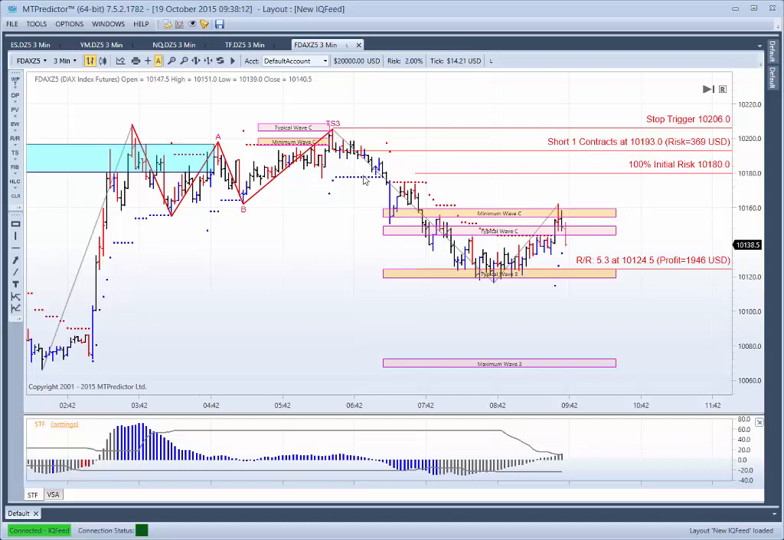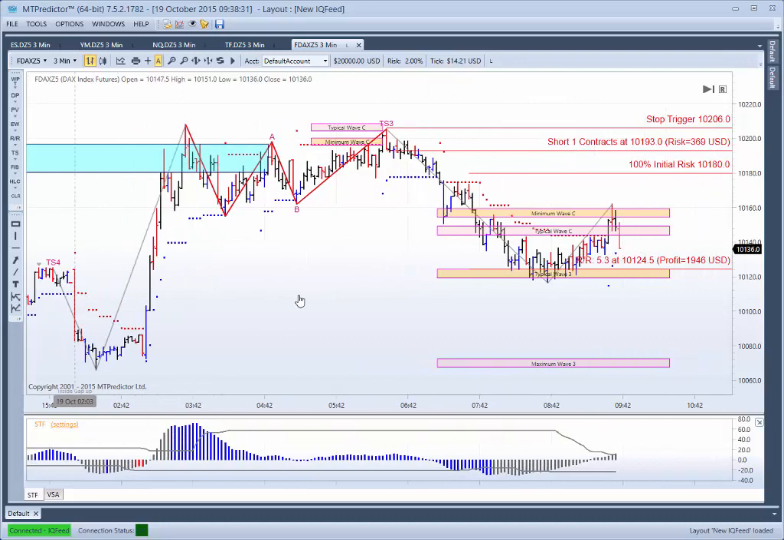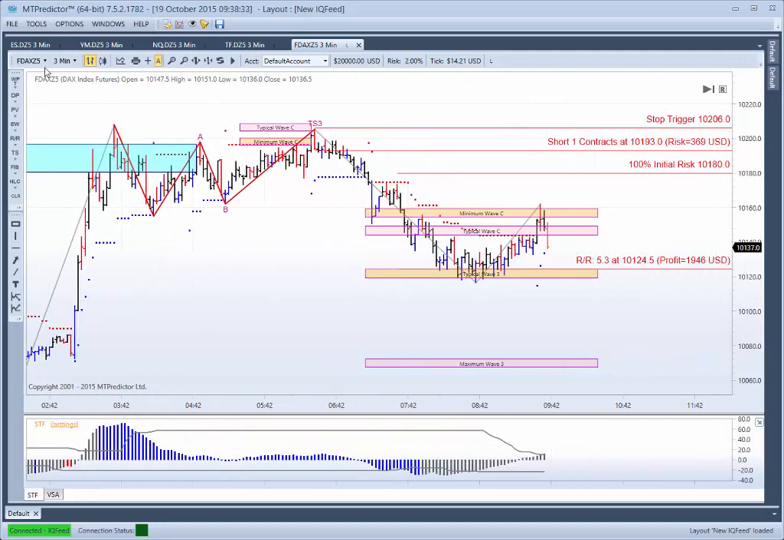Our setup then comes in. We then look to trade to the typical wave 3 WPT. And as you can see, the end result is a very nice profit of just over 5 times greater than the initial risk. So yet another example of our Holy Grail, our MTPredictor Holy Grail trade setup, that literally just unfolded this morning, Monday the 19th of October, on the DAX.